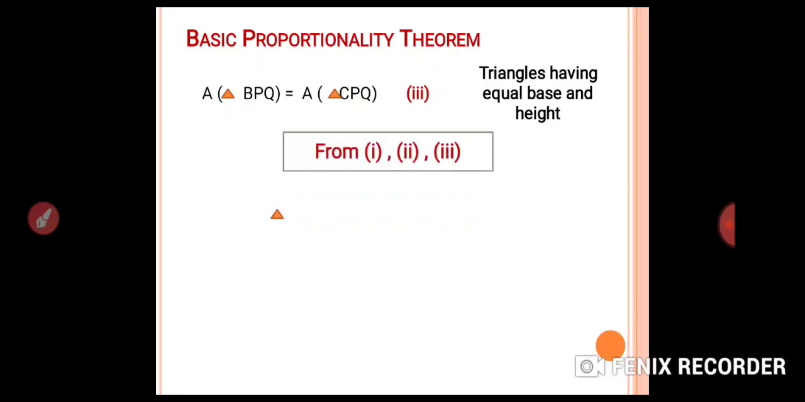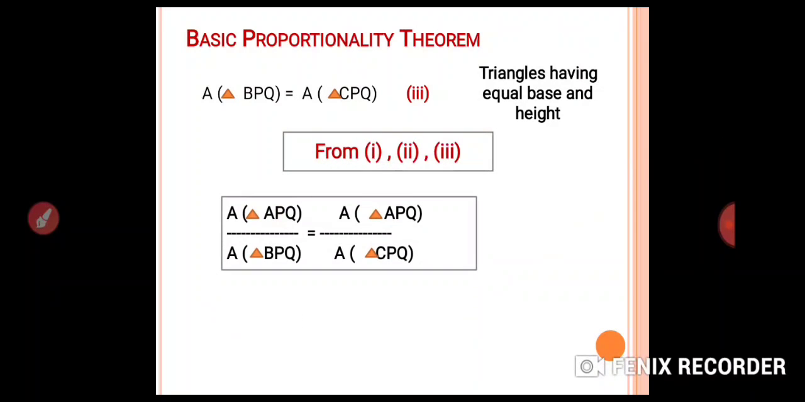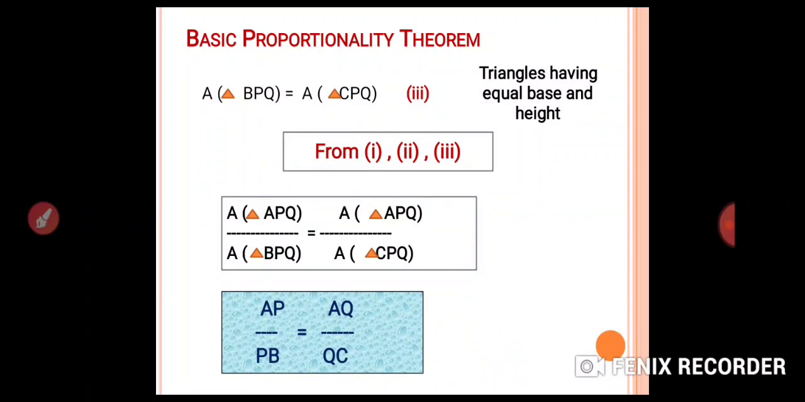From 1 to 3 we have area of triangle APQ upon area of triangle BPQ is equal to area of triangle APQ upon area of triangle CPQ. That means right hand side is equal. So we get AP upon BP is equal to AQ upon CQ, and so the BPT theorem is proved.